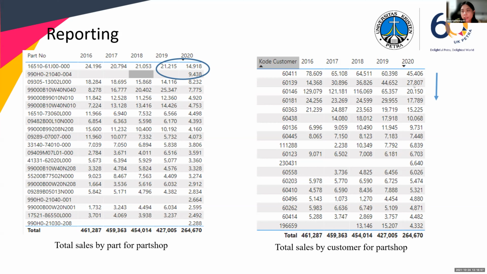And we can see that during the pandemic, customers decreased their purchases. The biggest customers or distributors decreased their sales, but the medium distributors are still stable.